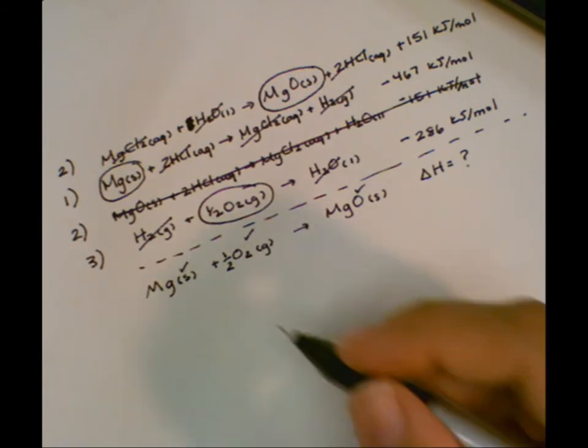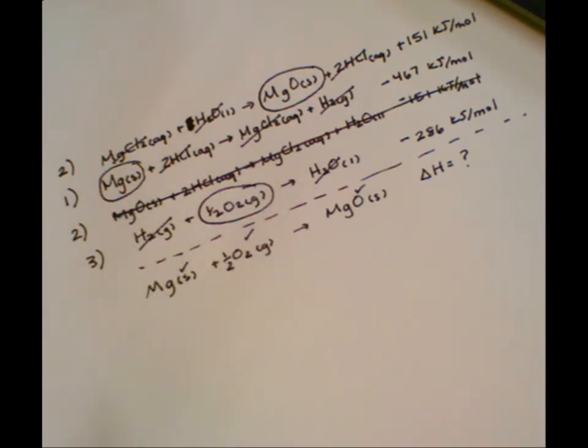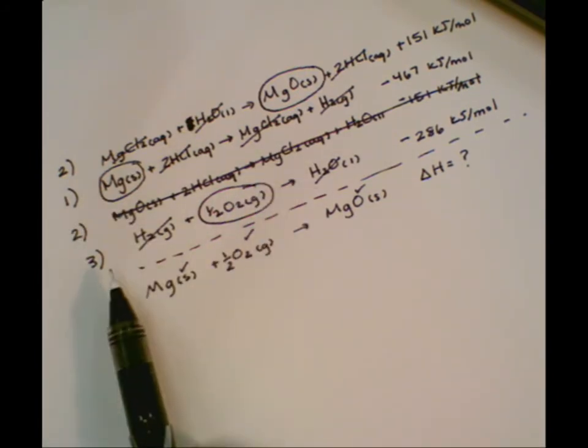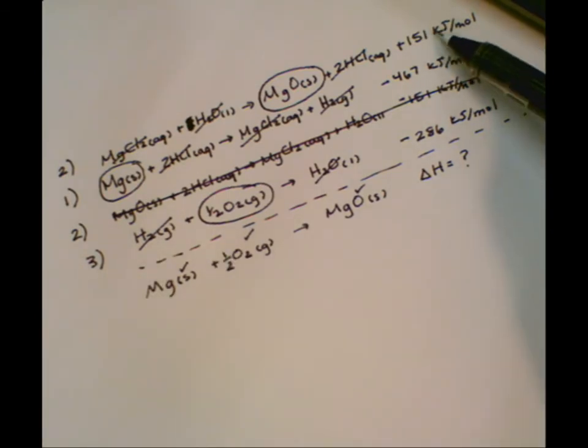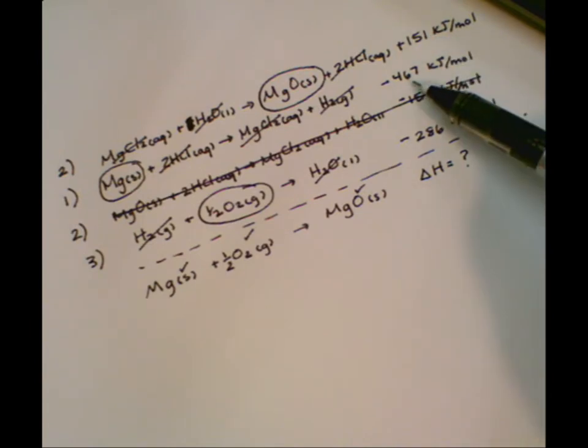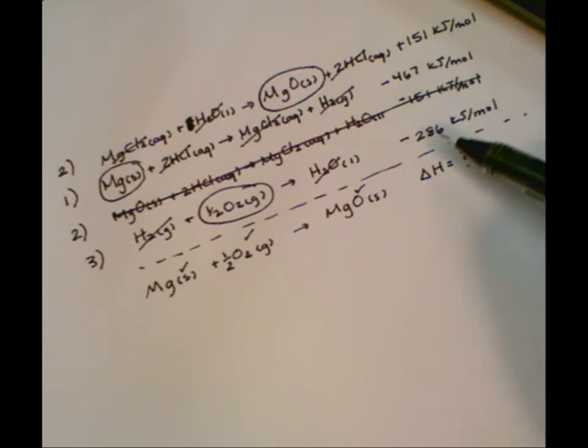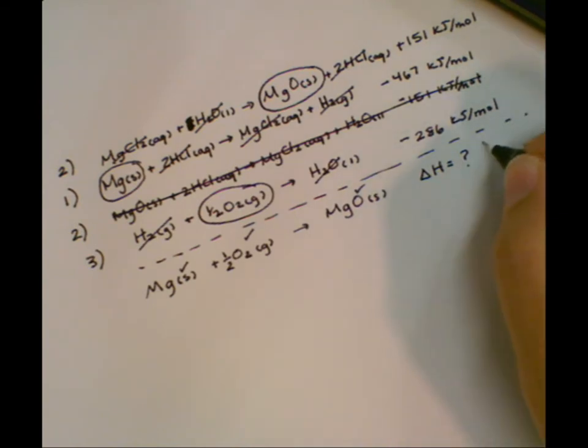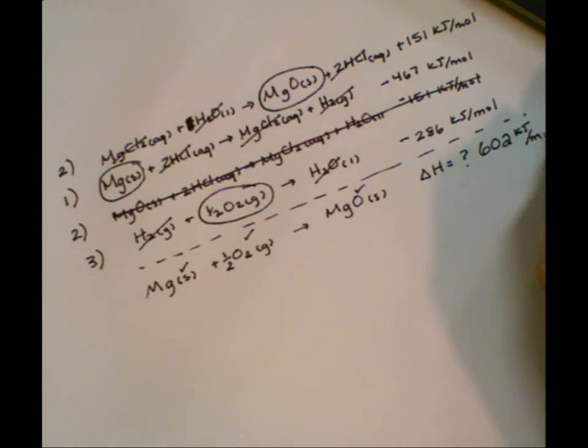And so we know that we've rearranged the equations correctly, and now all that's left to do is add our delta H values. So I can add 151 minus 467 minus 286, and that should give me negative 602 kilojoules per mole, which is the theoretical value for the enthalpy of formation of magnesium oxide. I hope this helps. It should help you with this question, and it should also help you with your lab number 2.